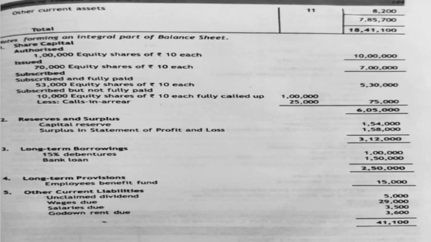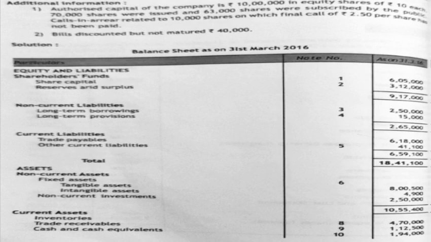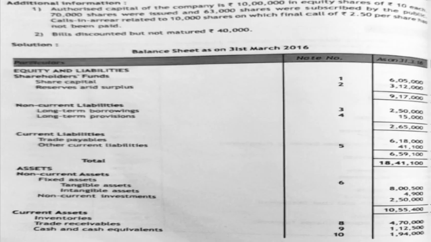Next is our current liabilities. The current liabilities in the working note are under working note 5, which states trade payables, unclaimed dividend, wages due, and all the other outstanding items, which is 41,100. So the total of equity and liabilities will come to 18,41,100.